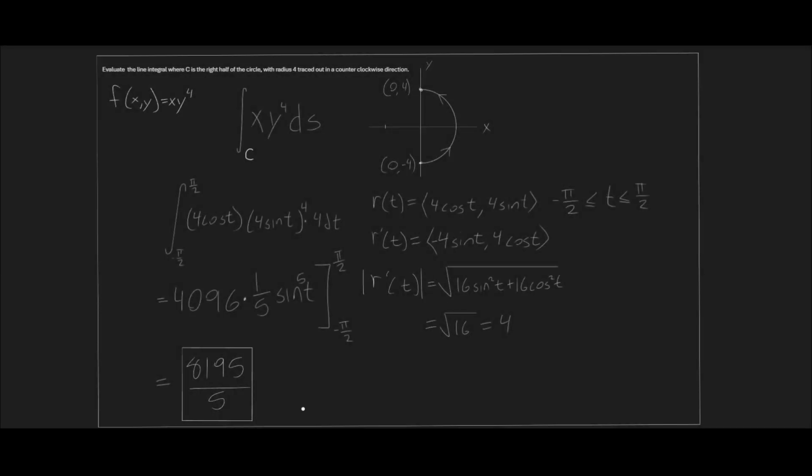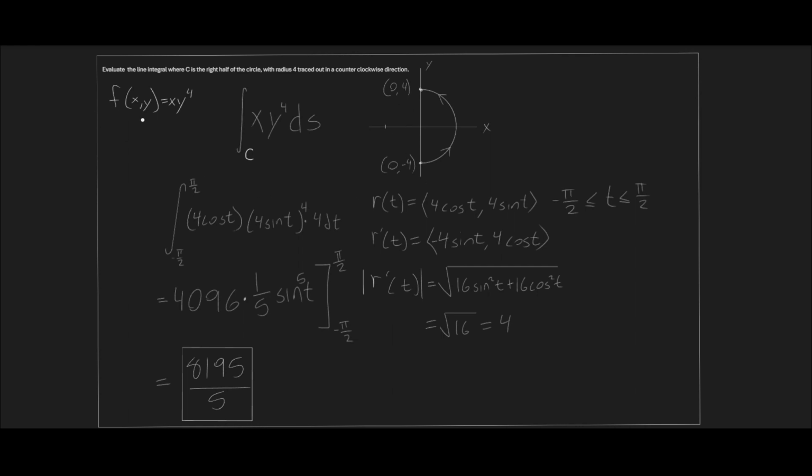So let's go ahead and look at a problem using line integrals. So this question says, evaluate the line integral where c is the right half of a circle with radius 4, traced out in a counterclockwise direction. So I've drawn a picture here on the xy plane of what C looks like. So the curve will go from the point (0, -4), and it will go to (0, 4) in this direction like this. So it follows a counterclockwise direction.